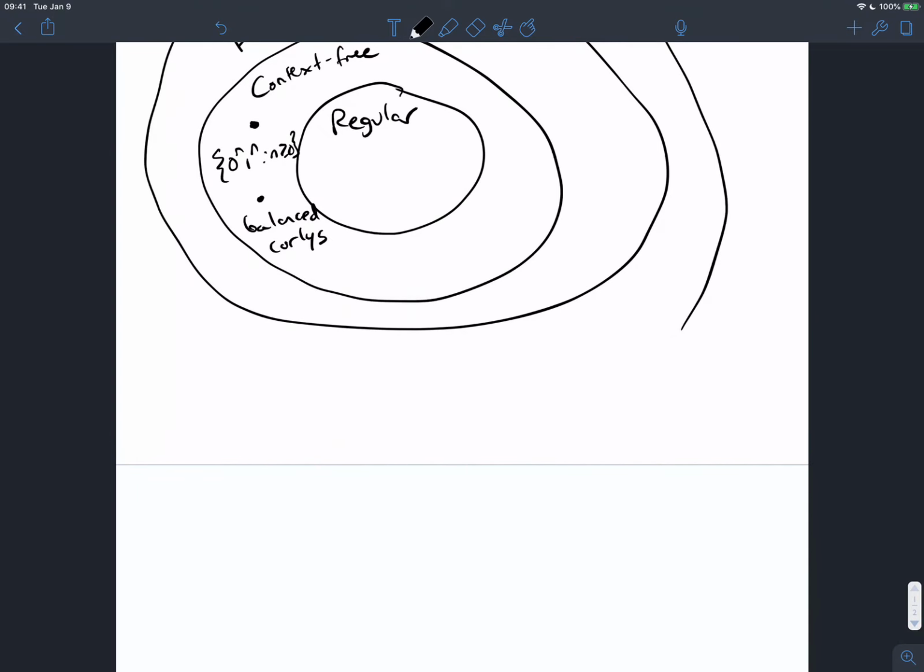Well, consider this language. It's like 0 to the n, 1 to the n, but I'm going to make it a little bit more complicated in some sense. Instead of 0 to the n, 1 to the n, I'm going to have a 2 to the n as well. So the strings in here are some number of zeros at the front, then the same number of ones follow that, then the same number of twos follow that as well. Okay?